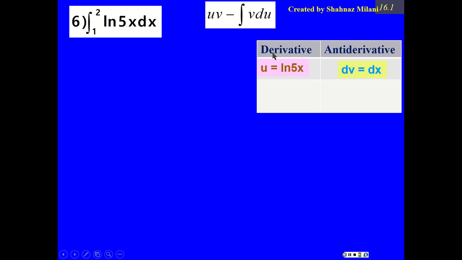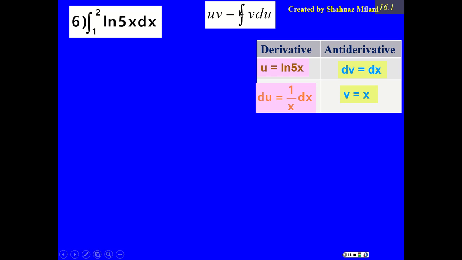From the u part, I'm going to find the derivative. Derivative of it, you can say du over dx is going to be equal to 1 over x, or you can say du is going to be equal to 1 over x dx. However it's easier for you, it will be fine. Then here, the antiderivative of dv is v, and the antiderivative of dx is going to be x.